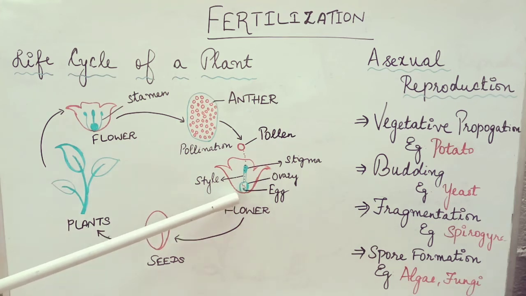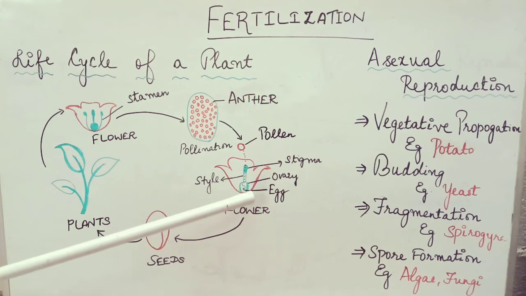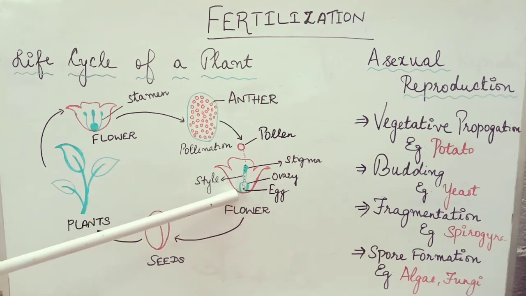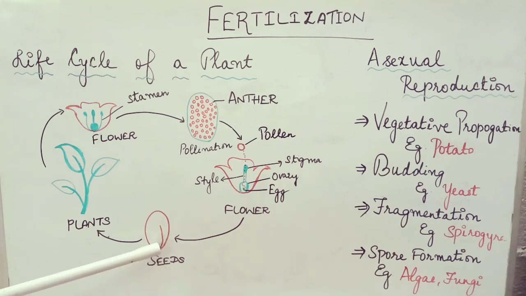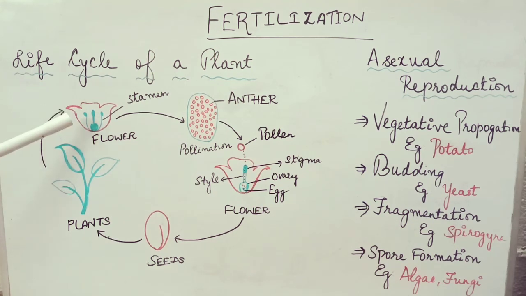After this fertilization, the ovary, the lowermost swollen part of the pistil, develops into a fleshy fruit. The ovule present inside the ovary gets transformed into a seed. From the seed, the plant is produced. From the plant, the leaves and flowers are produced. From the flowers, the reproductive organs are there. From the anther, they produce pollen grains. The life cycle is completed.